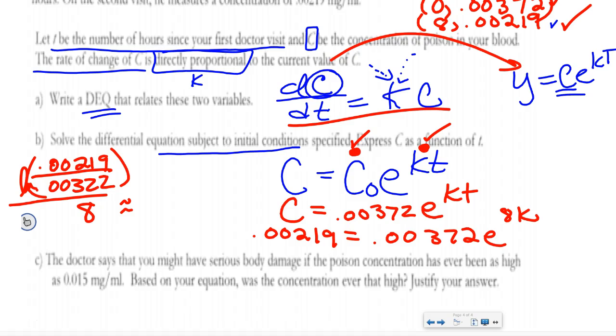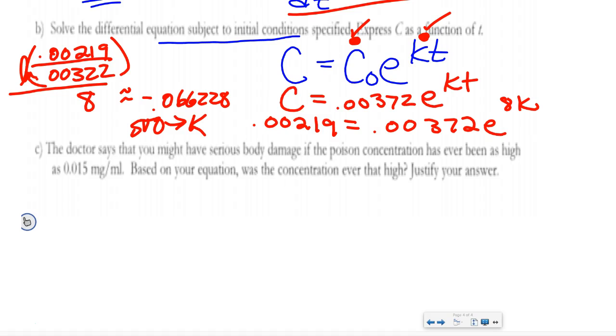So this is going to give me my k. It will be negative. I know that because the concentration's going down. Negative 0.066228. I would suggest you store that in K since there's more questions. Well, you don't have to if you want to. It doesn't matter to me.